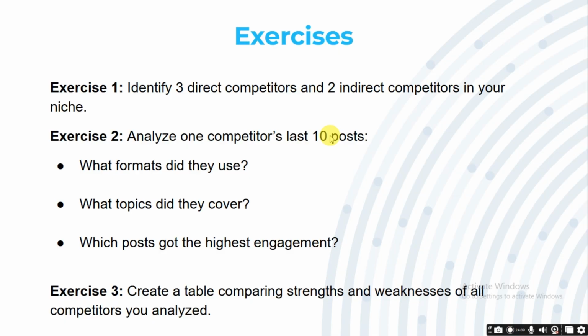Exercises. Exercise 1. Identify 3 direct competitors and 2 indirect competitors in your niche. Exercise 2. Analyze one competitor's last 10 posts. What formats did they use? What topics did they cover? Which post got the highest engagement? Exercise 3. Create a table comparing strengths and weaknesses of all competitors you analyzed.